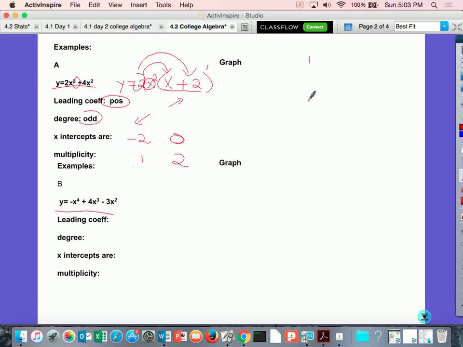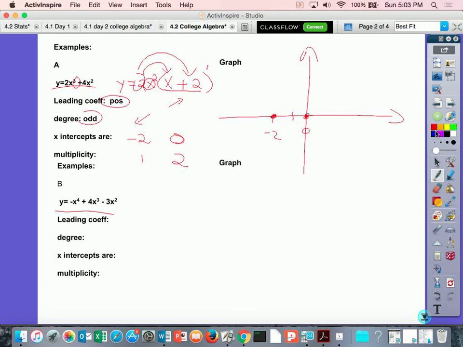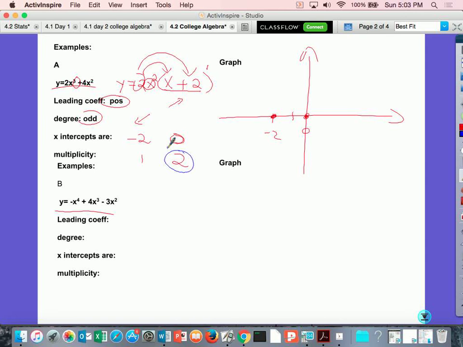So let's graph it. So 0 and -2. That's the only place that our function can cross the x-axis. If you draw a graph that crosses anywhere else, it's wrong. It's going to be tangent at 0, and it's going to go through at -2. Even, tangent; odd multiplicity goes through. And it has to end up like this.